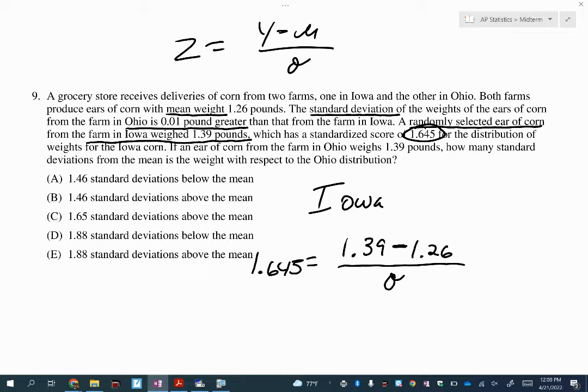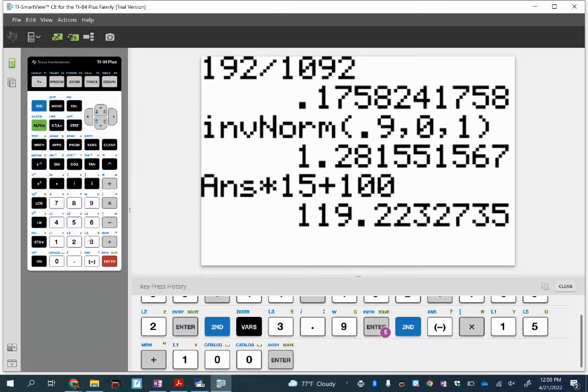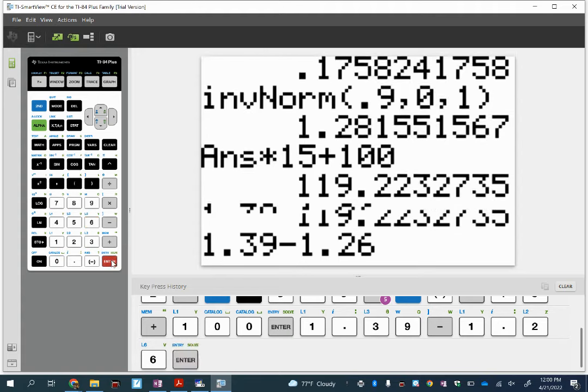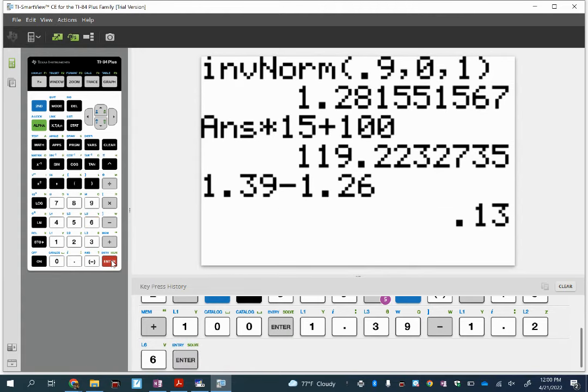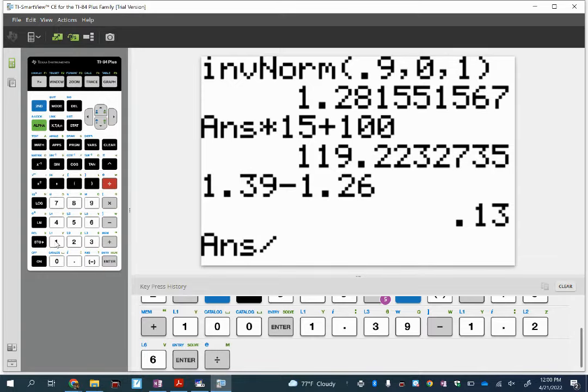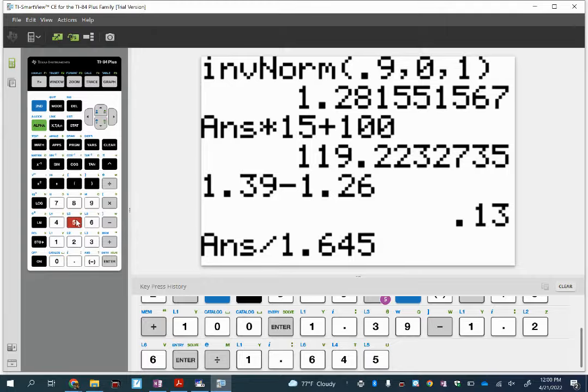I'm not going to show my work with the algebra. I'm just going to do it in the calculator. First thing I'm going to do is subtract 1.39 minus 1.26. Is that always true? Yes, if you have any equation where you don't know one of the things, you can solve it. With algebra, if you move it in your brain, I'm going to move sigma over with multiplication, and move the 1.645 to the right side with division. So in here, I'm going to divide by 1.645. When I hit enter, what am I going to get?